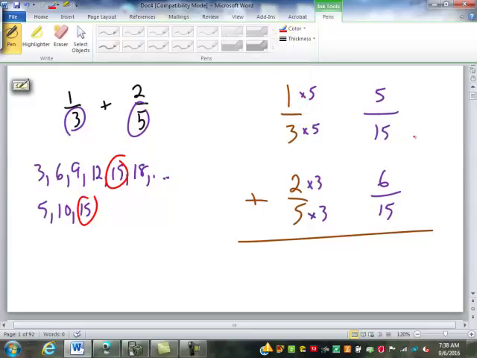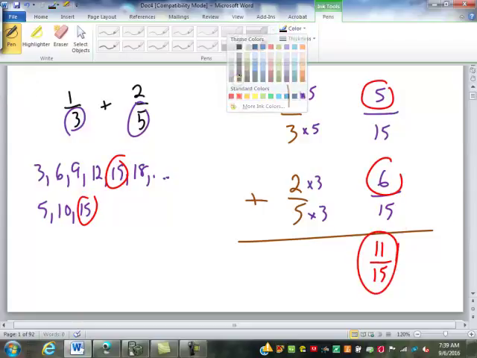And now remember, when we add, we combine the counts and we keep the same name. So we're going to combine 5 and 6 make 11, and over we keep the same name of 15. 11/15. Any questions?